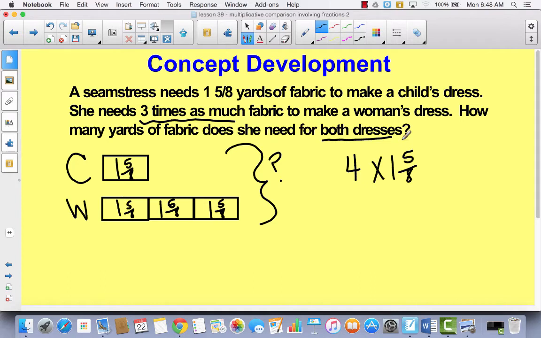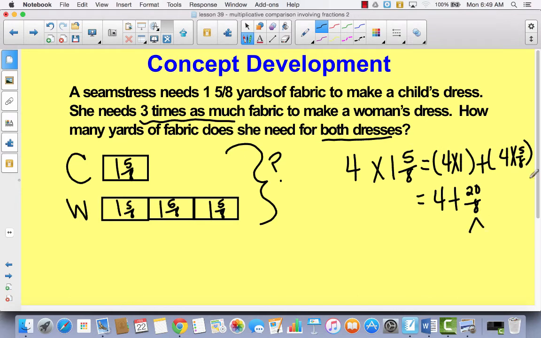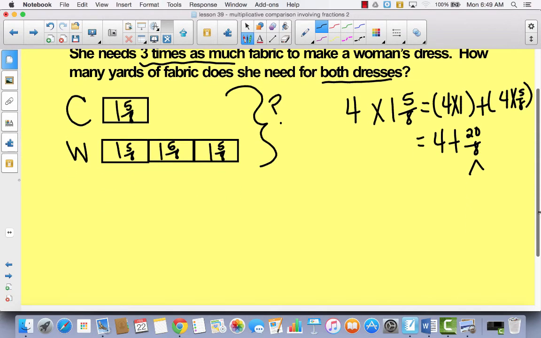If that's not how you solved it, that's okay. Don't panic. Let's see if we got the same answer. But let's make sure that you understand what I did here. I've got 1 5/8 for the child's dress, and I've got 3 1 5/8 for the woman's dress. So I'm just going to say 4 times 1 5/8, which is the same thing as 4 times 1 plus 4 times 5/8. So that gives me 4 plus 20/8. So I'm going to take this improper fraction and I'm going to make a number bond here to change this into a mixed number.